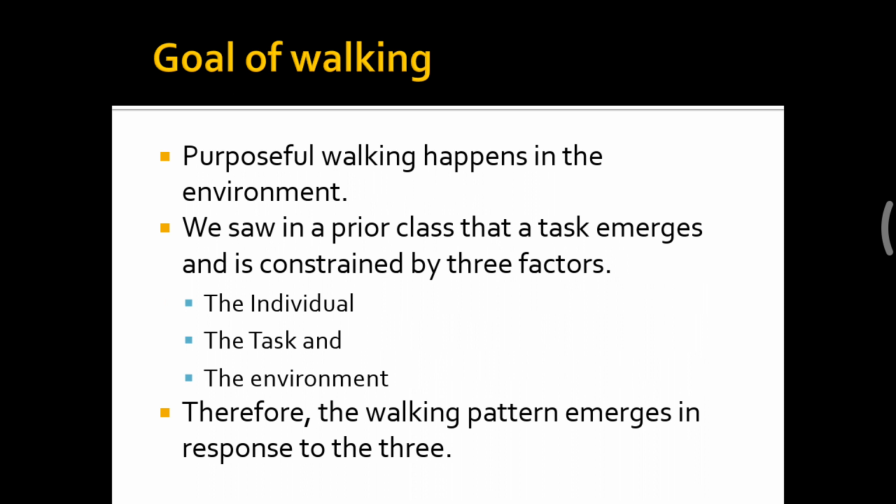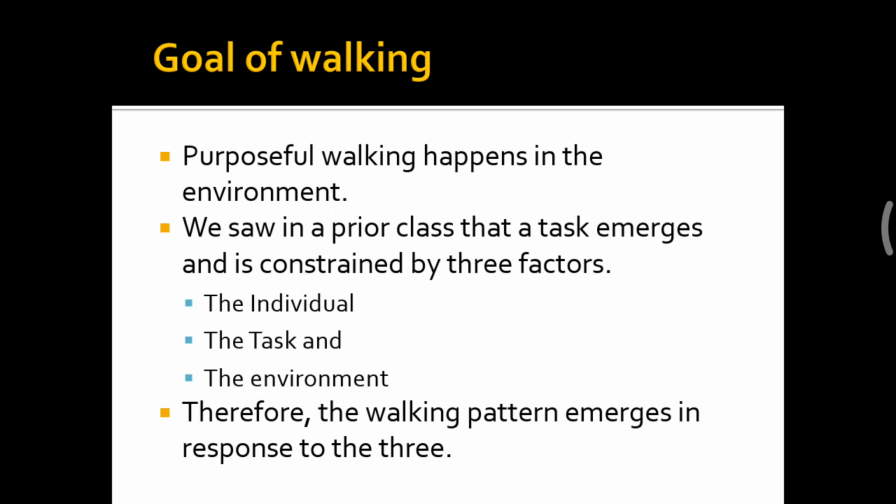Now when we talk about purposeful walking, as we go ahead, we saw in the prior class that any task emerges and is also constrained by 3 factors: the individual factor, the task related factor, and the environment. And we had given you an assignment on how these interact when a person is going to catch a bus. So we are going to see more of these instances in this particular module.